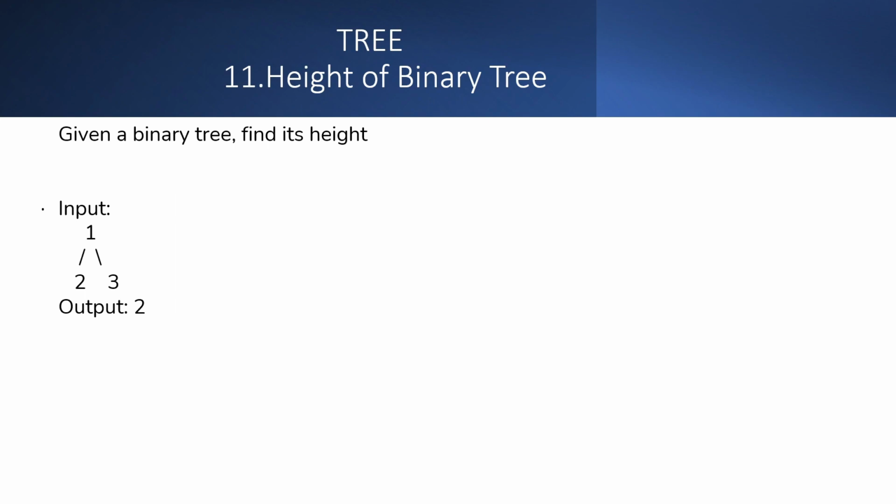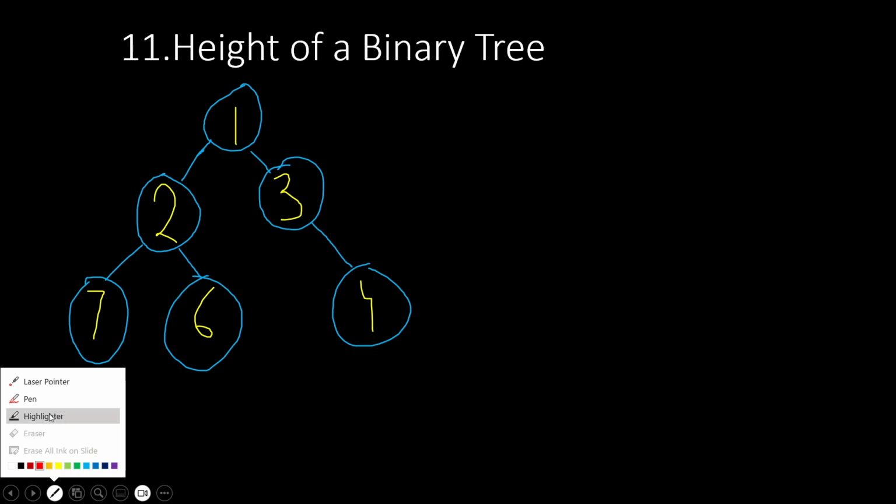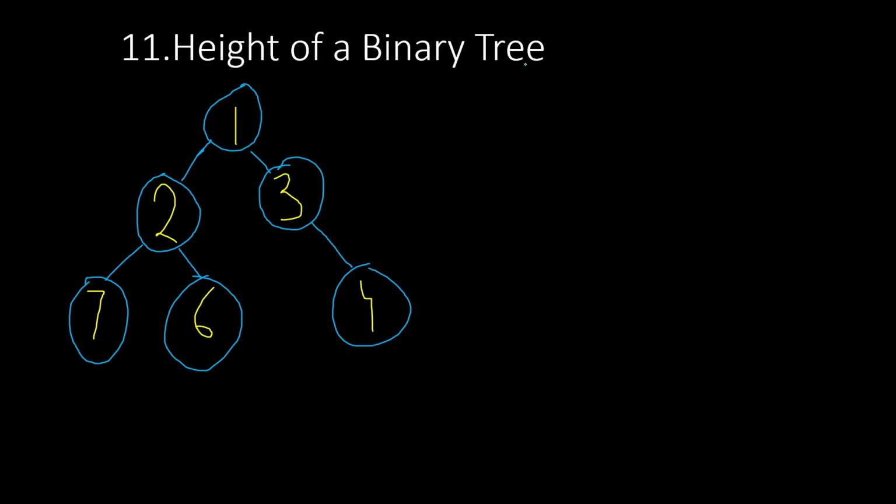Now let's go into the understanding and approach of the question. Here we have a tree. Now the question is saying we have to find the height of this tree. Now we have to know what the height is first. The height is the longest path from root to leaf.